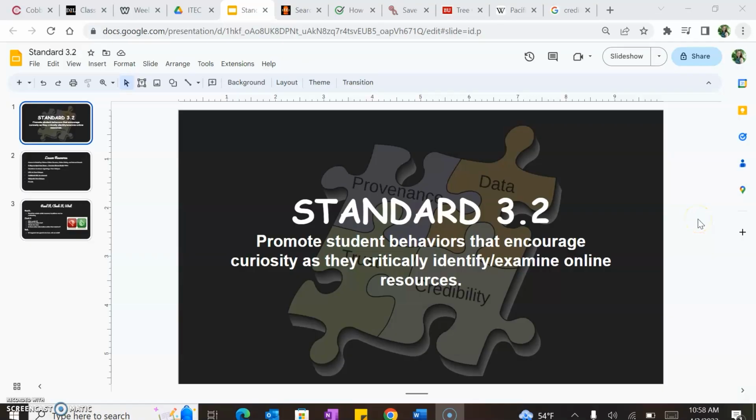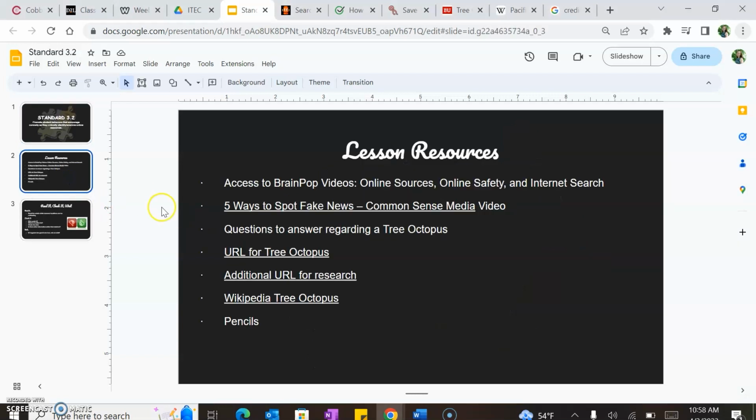Standard 3.2 promotes student behaviors that encourage curiosity as they critically identify and examine online resources. In this lesson, students were asked to preview videos and then look at different websites to determine the credibility of those sites using the read it, check it, and wait method.